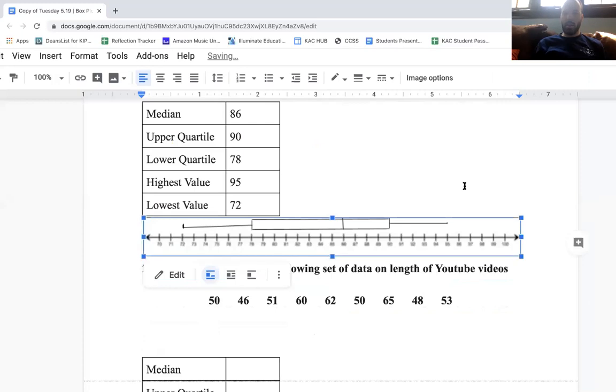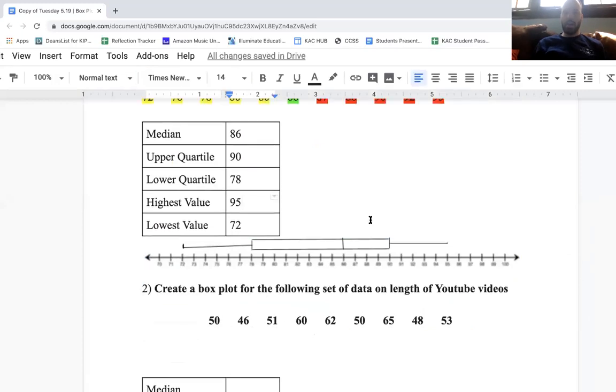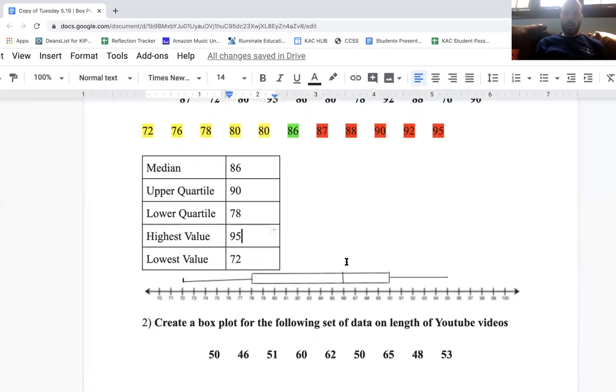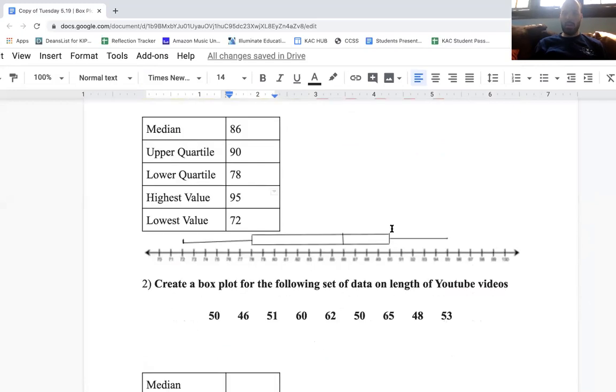And then my box plot appears on my classwork. Again, I'm going to double check. Median was 86, line at 86. Upper quartile's 90, line at 90. Lower quartile 78, line at 78. Highest value is 95. There's a dot there. Lowest value 72. There's a dot there. And I connect it and I'm good to go.